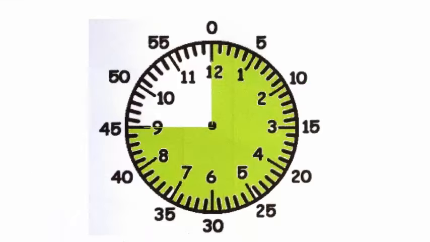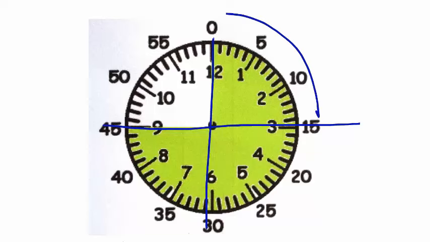If you look carefully at your clock, it can be broken into 4 equal parts. Each part represents a quarter. Remember, a quarter is 15 minutes. So you can see here 0 to 15. Similarly, 45 to 60 again represents 15 minutes.